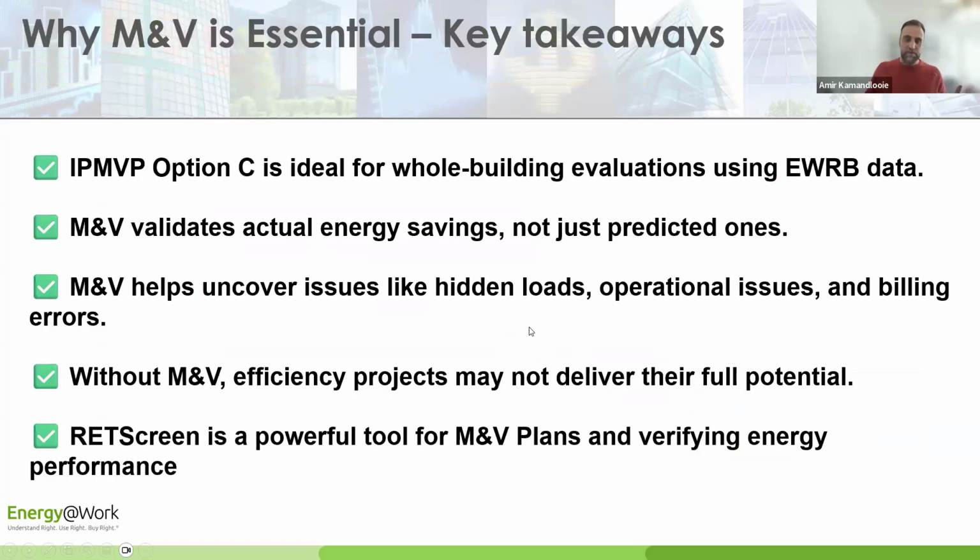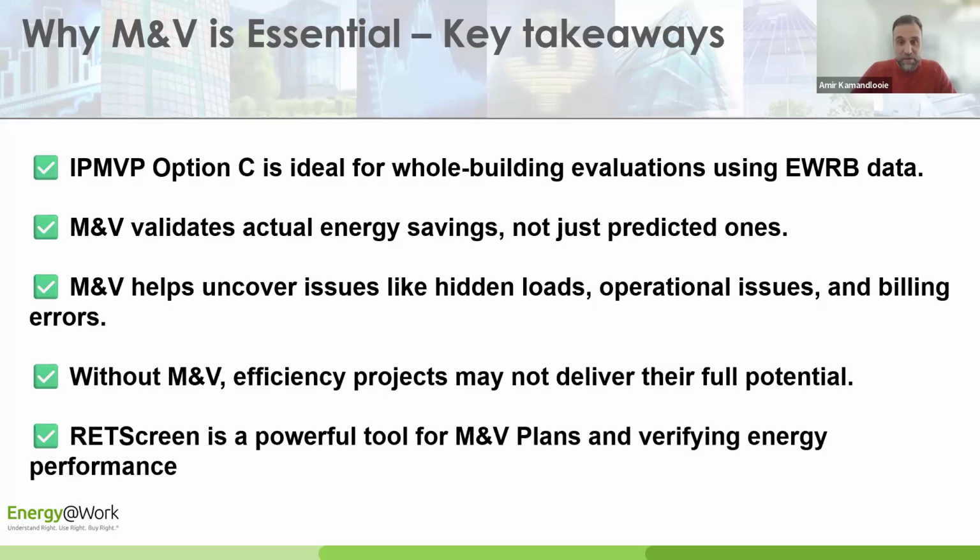So if I want to put into a few highlights what I covered, option C is very practical now that we have EWRB numbers, thanks to the rule that we have in Ontario, that the data is available. So we can use option C, very, very convenient.